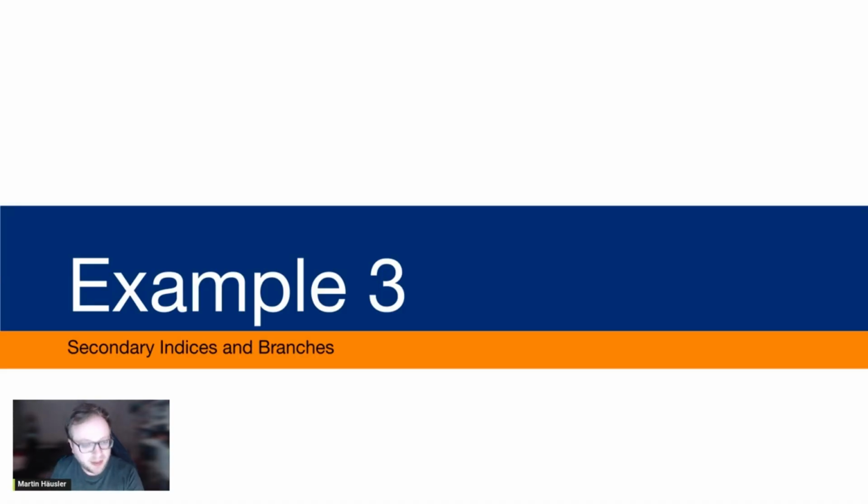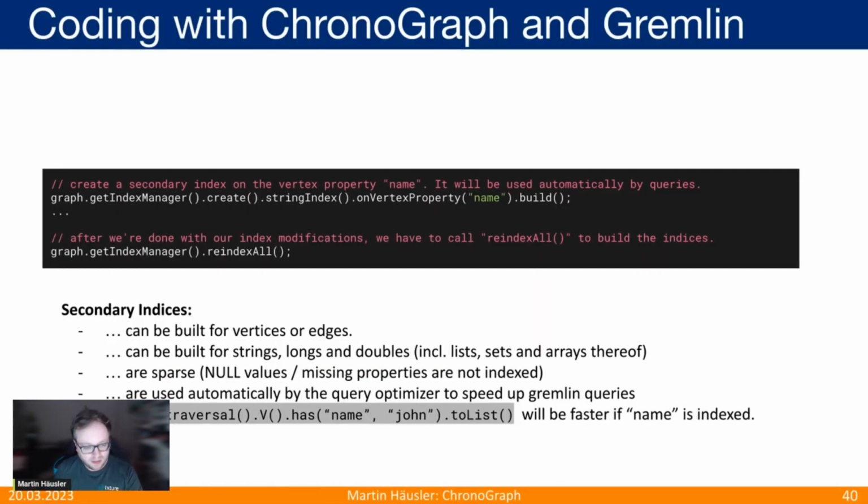For the third example, it's getting a little bit crazy. First of all, as all important Gremlin implementations, of course, we do have indices, secondary indices. And we have them for strings, longs, doubles, as well as lists, sets, and arrays of all of those types.